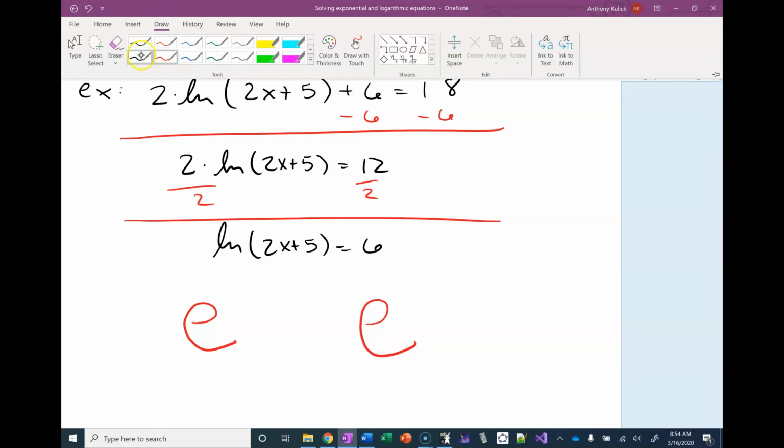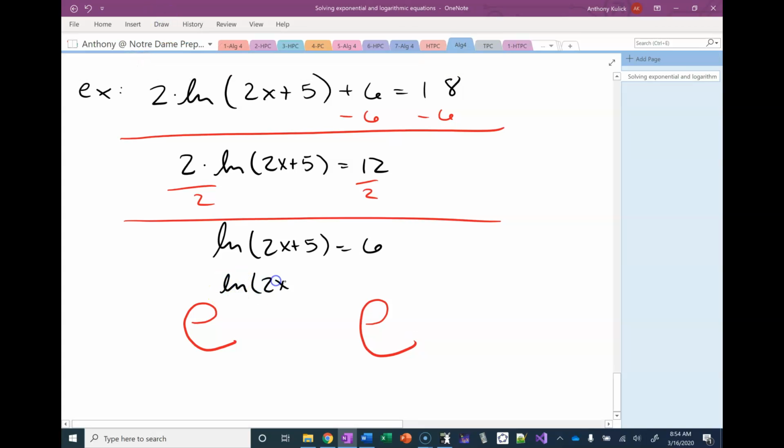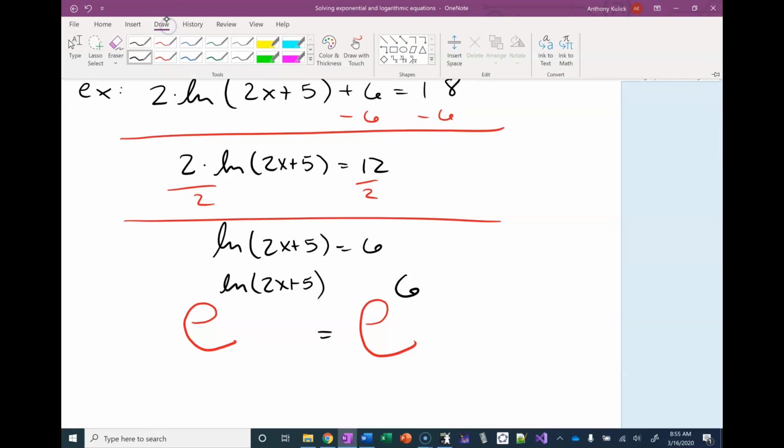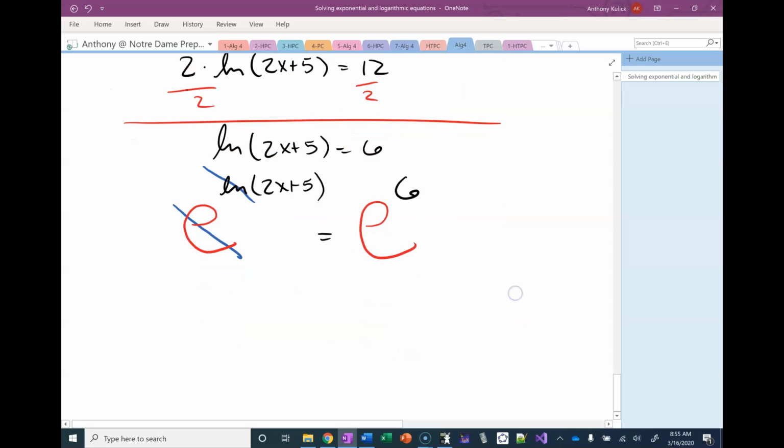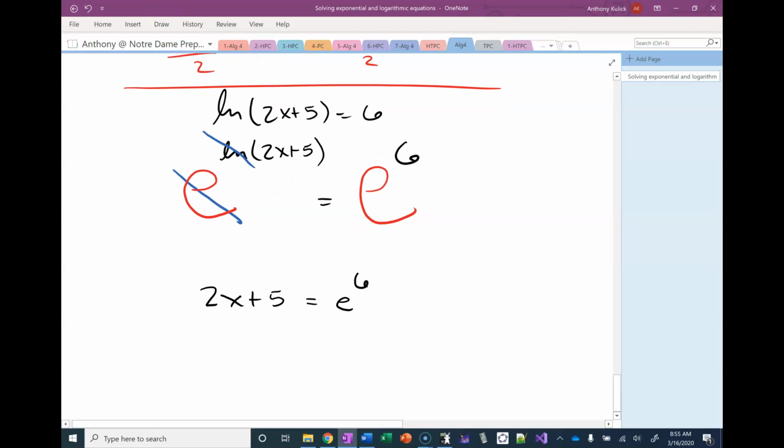So I'll write my big e, and then my exponent will be natural log of 2x plus 5 equals, and then my other exponent will be 6. So I know natural log, or exponent base e, is going to cancel the natural log. That's how I want to say it. Leaving me with 2x plus 5 equals e to the 6th. And e to the 6th is just something I'm going to type into my calculator, but I'm going to do that all in one step at the end rather than making it a decimal right now.